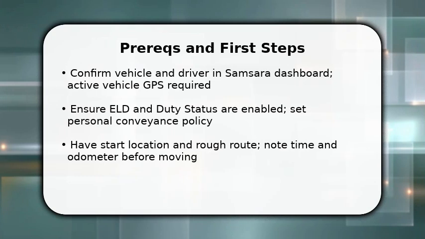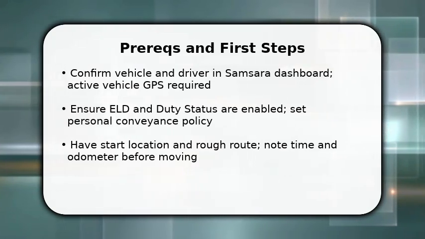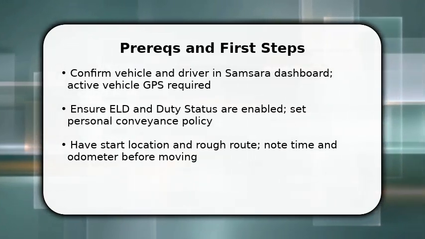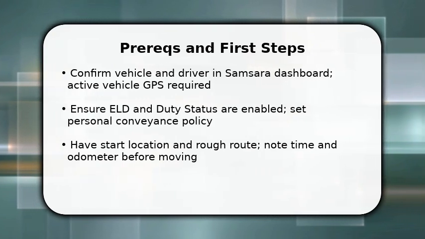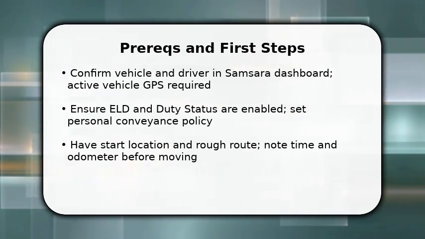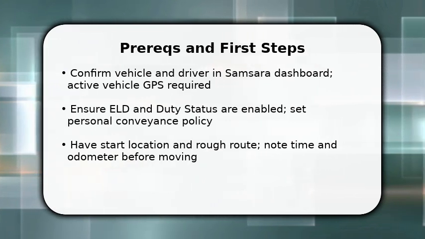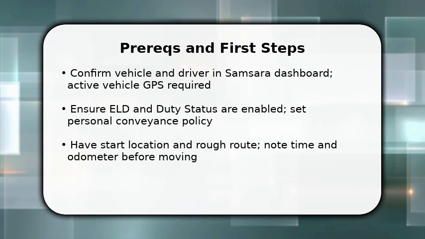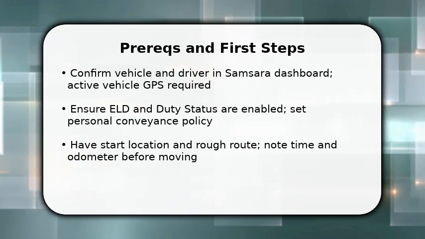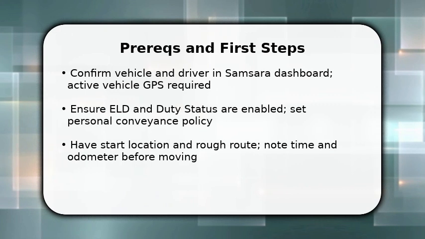You start by confirming the vehicle and driver are linked in Samsara, because the system needs that identity to record personal conveyance correctly. Once done, enable ELD and duty status and activate the personal conveyance option in policy settings so the behavior is allowed. Make sure you note the start time and odometer reading.